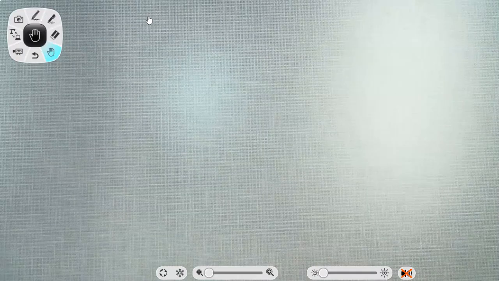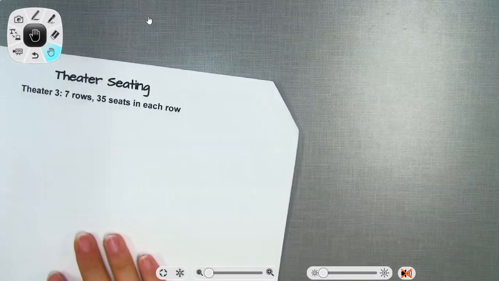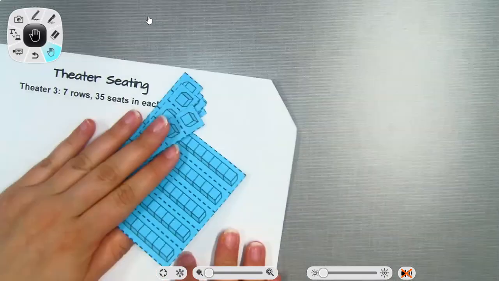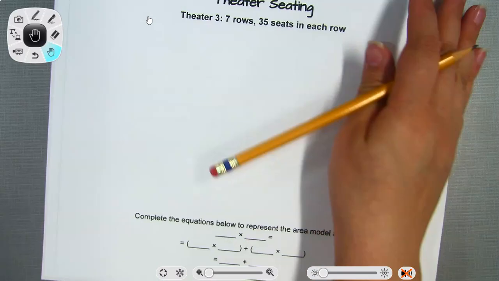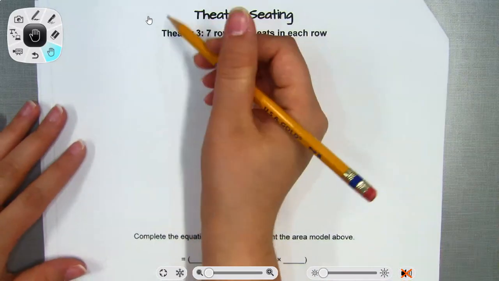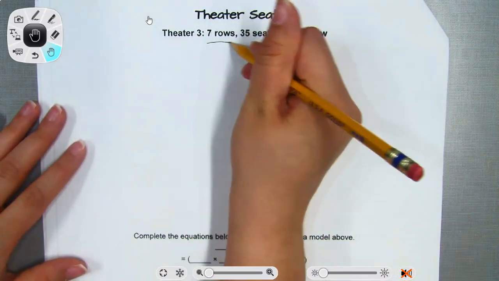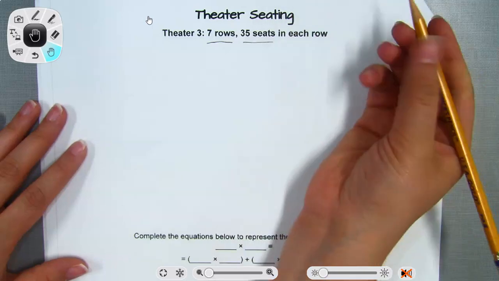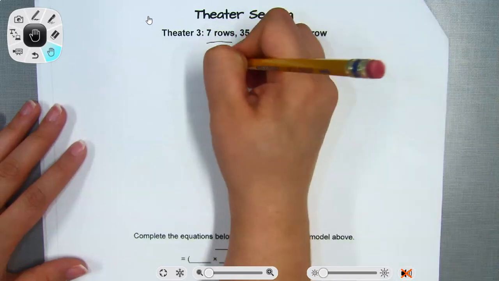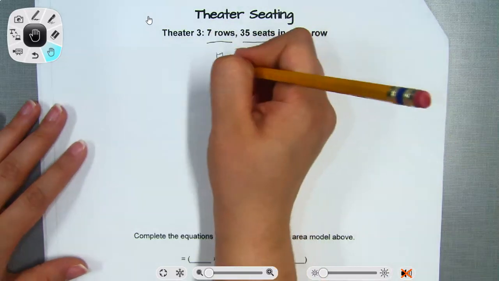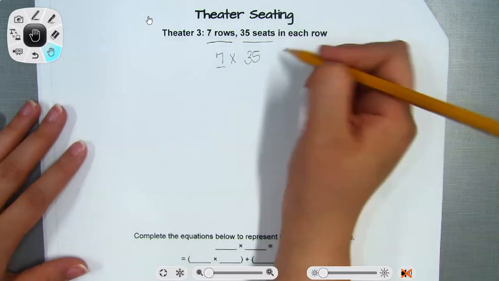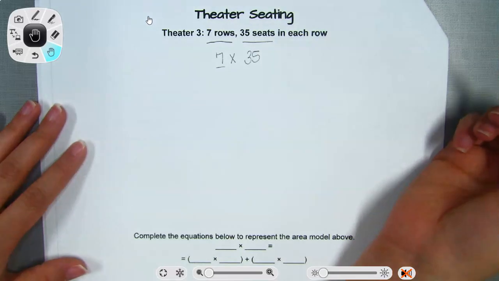So I'm drawing a picture. I'm not going to use the tens and ones because I did not give y'all enough. Okay, so this is telling me that theater set 3 has 7 rows with 35 seats. So that means I'm going to do 7 times 35. Okay, so 7 is telling me how many groups I need. 35 is going to be my groups.